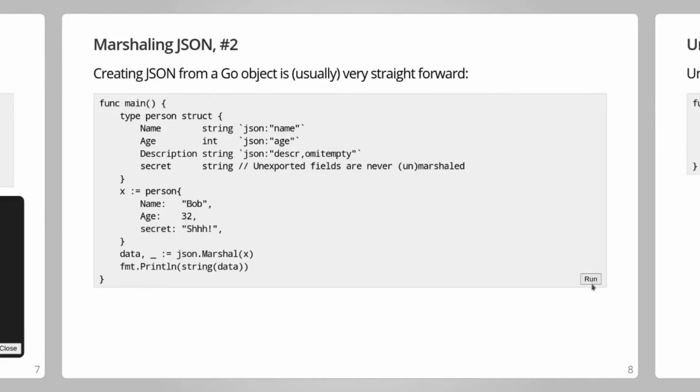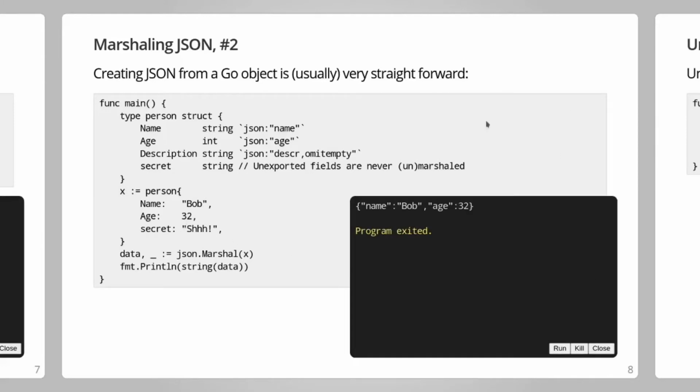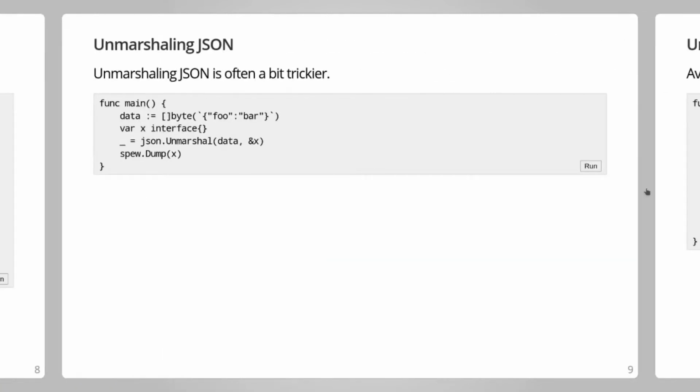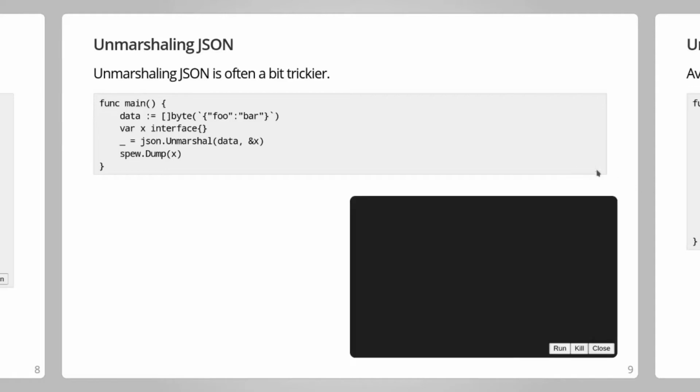And if we marshal this, we will see that we get the expected JSON output. We get name is Bob, age is 32, and the interesting part here, of course, the secret is excluded. Now, unmarshalling can often be a little bit trickier, and that's just because it takes a little more forethought to map arbitrary JSON data to a Go struct. But here's a really simple example.